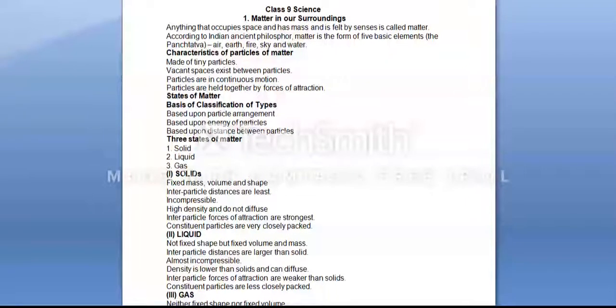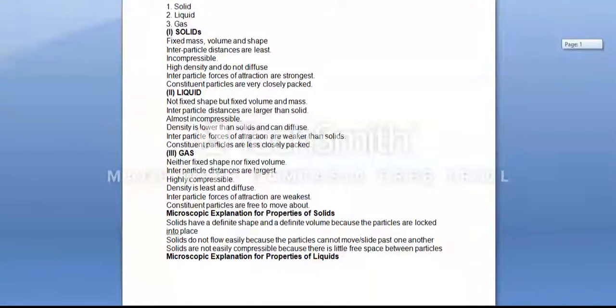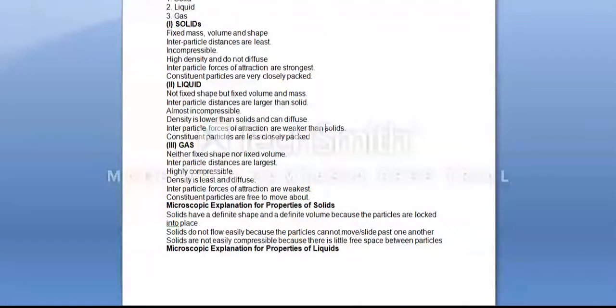Liquid: not a fixed shape, but fixed volume and mass. It means that a liquid does not have any fixed shape. If we pour some liquid on a surface, it will flow and there will be a change in its shape, but the volume and mass remain the same. Interparticle distances are larger than in solids, due to which liquids flow. They are almost incompressible. Density is lower than solids and they can diffuse.